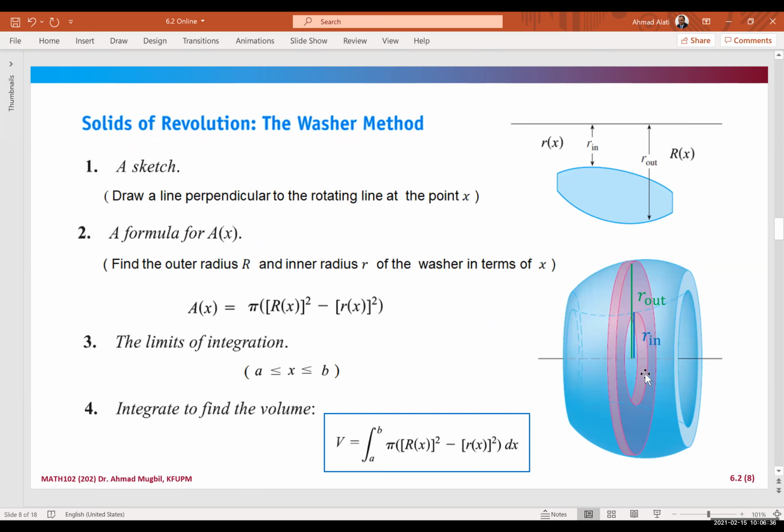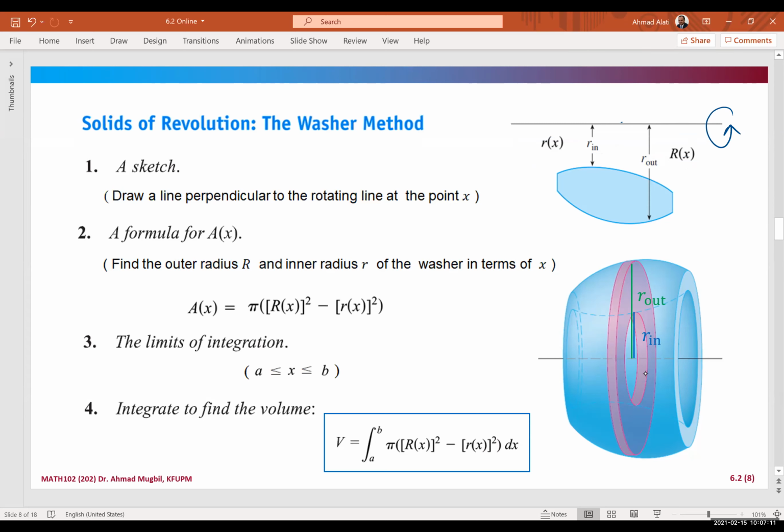in the previous classes. Now, if the axis of rotation is not one of the boundaries, it is not like here, in that case your cross section will be a washer, not a disk, because of this space between the axis of rotation and the region that you have. So in that case, you will have a washer, and you know when we have a washer, you have an inner radius and an outer radius because of the hole that we have here.